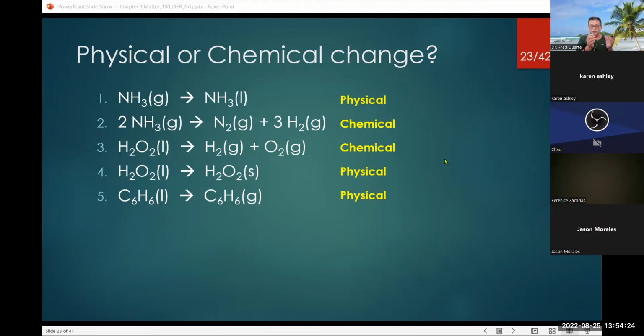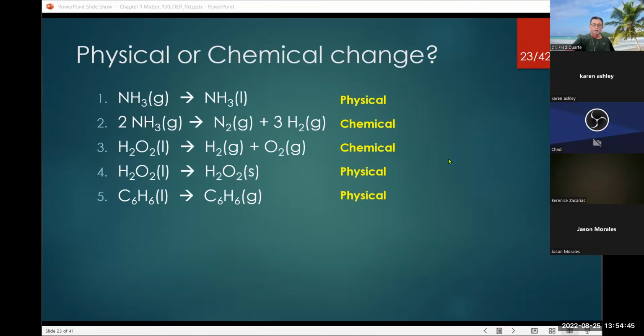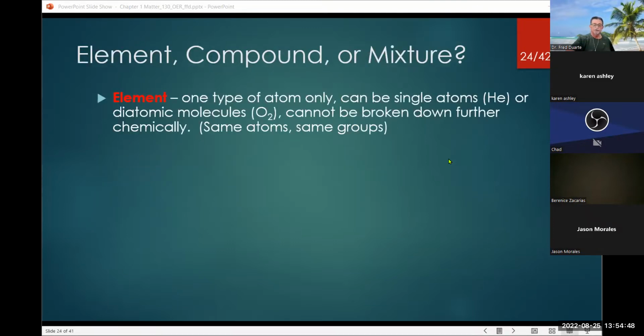We looked at it. We don't know what the chemicals are, but we can observe and see that the formula remains the same before and after. That indicates physical. If the formula changes after, on the product side, we've got a chemical change. Okay. All right. Which brings us to element, compound, and mixture.